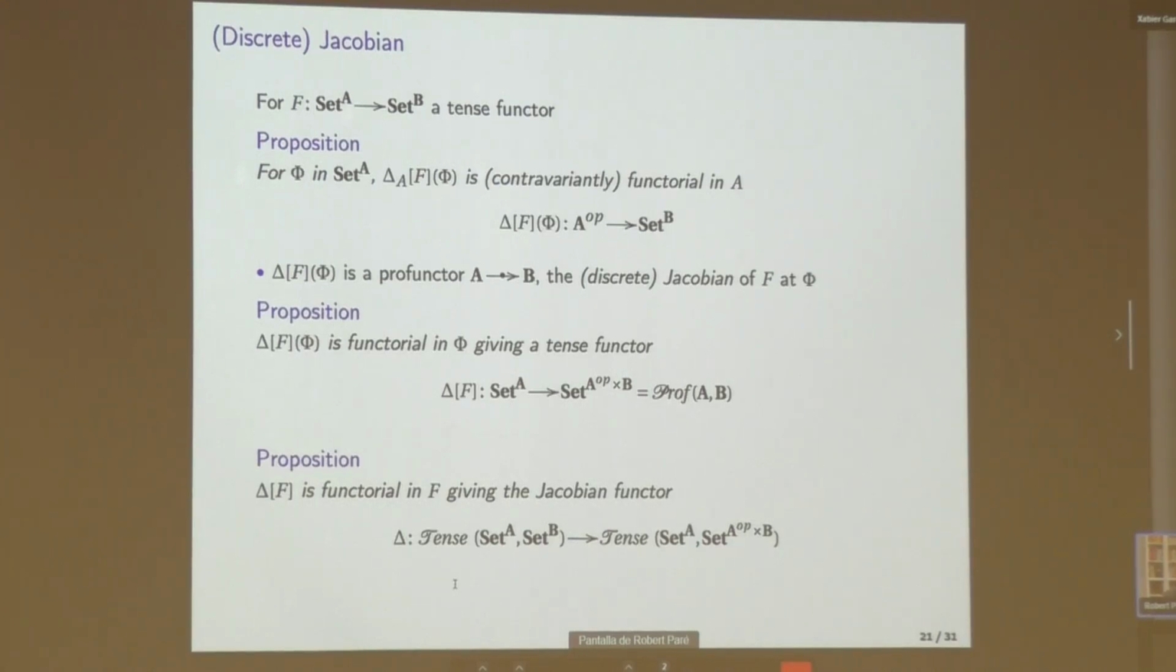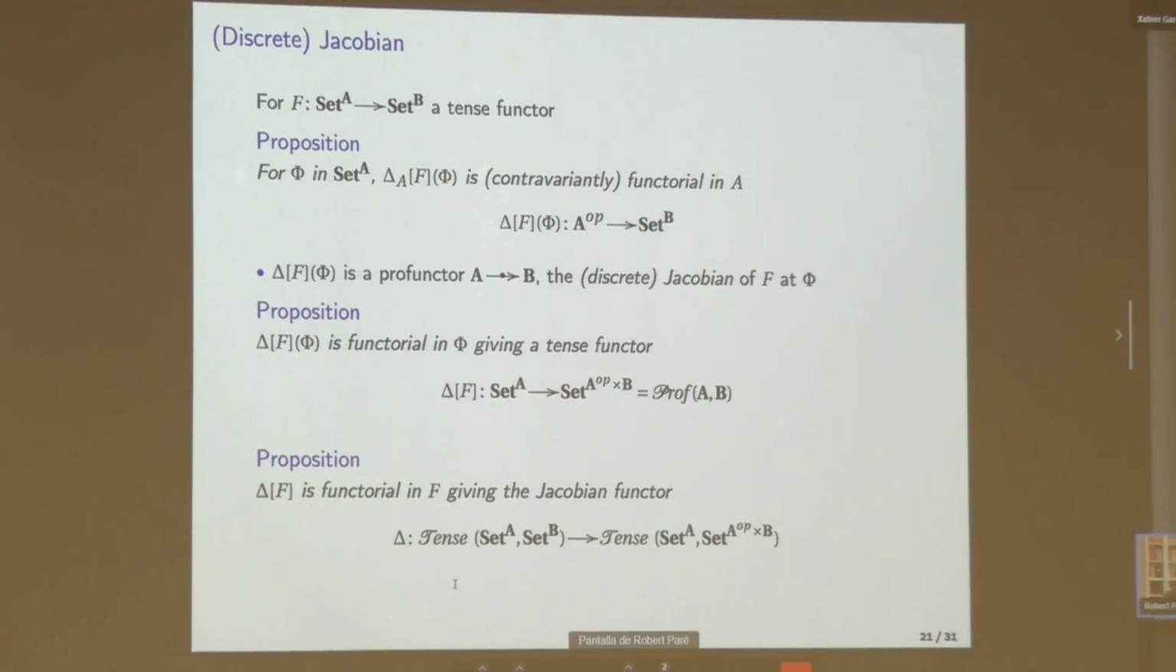Okay. Now, this delta is functorial in everything. So you start off with the tense functor F, then delta A F of phi for a fixed phi is contravariantly functorial in A. So you get a functor, delta F phi, without the A now, going from A opposite into sets to the B. So a functor from A opposite into sets to the B is a profunctor from A to B. So this is the kind of discrete Jacobian of F at B.